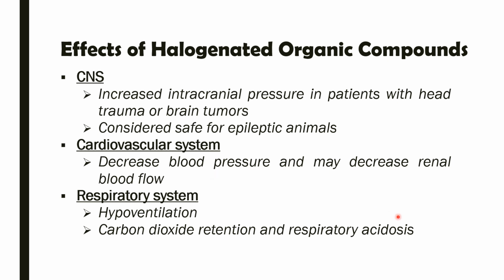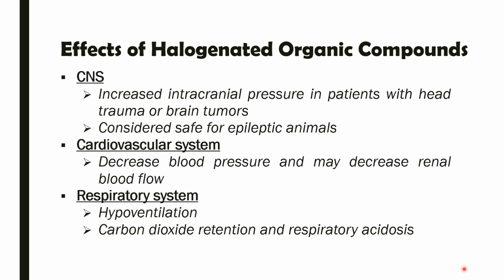Again, because there's a decrease in the blood pressure, this would eventually result in decreased renal blood flow. Of course, this is very important because the kidney is very sensitive to hypoxic injury. Hence, if suddenly the kidneys don't get enough blood, they are susceptible to injury like chronic renal failure. We also have the respiratory system.